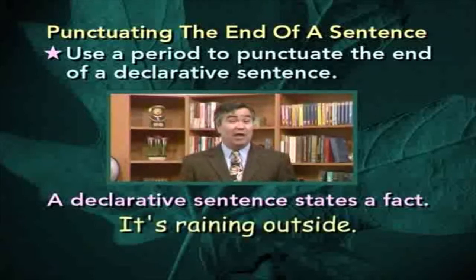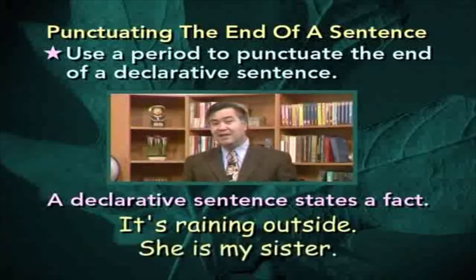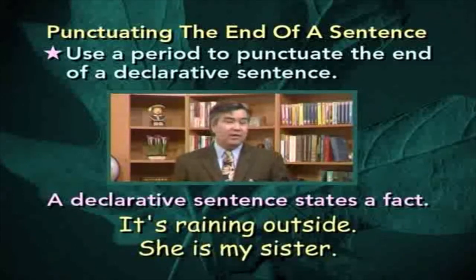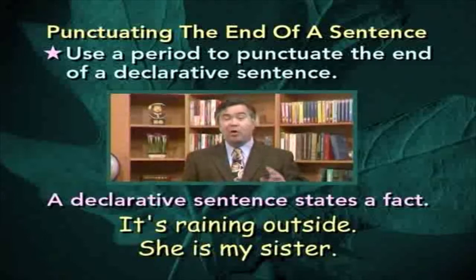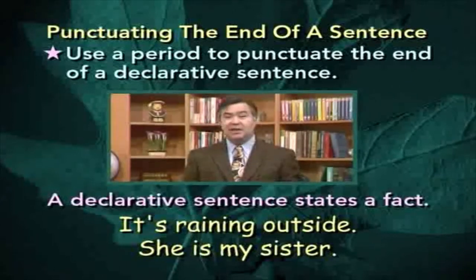It's raining outside. She is my sister. Both of these are declarative sentences. They state facts, and appropriately, each one ends with a period, a simple dot. Most sentences you write will be declarative sentences and will end with periods.